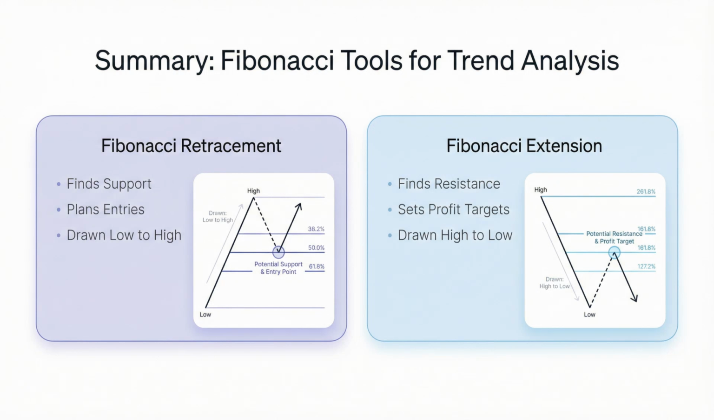To wrap things up, remember that the Fibonacci retracement tool is your primary guide for finding support zones and planning safe entries during market pullbacks. Meanwhile, the Fibonacci extension tool is essential for mapping out future resistance levels and setting realistic profit targets after a breakout. Mastering both tools allows traders to navigate market swings with mathematical precision.